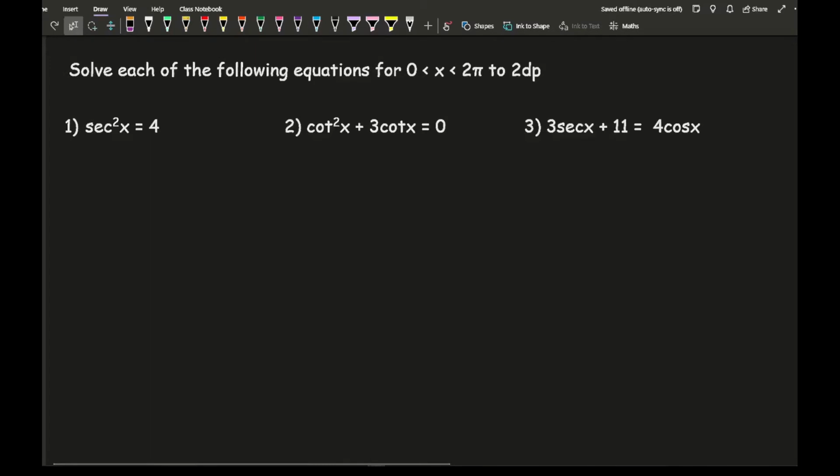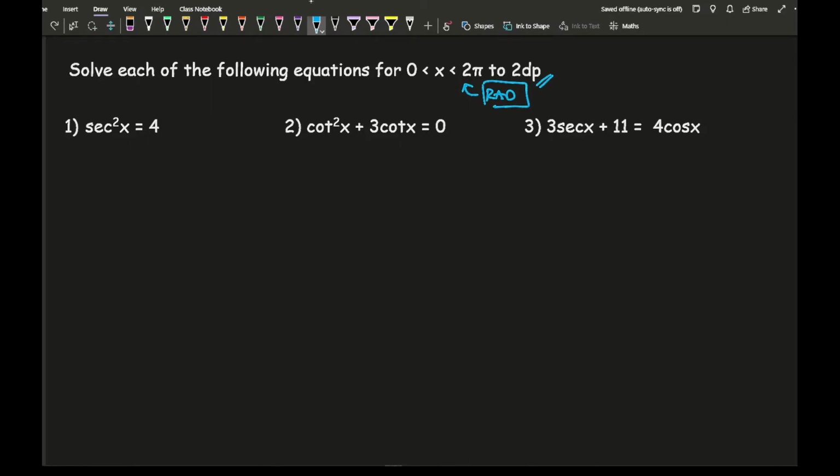So now let's have a look at these next three questions. So these ones here, well, the first thing to notice, by reading the question carefully, is to solve each of the following equations from 0 to 2 pi. So therefore we need to make sure that our calculator is in radian mode. And we also need to make sure that we acknowledge the fact that we're wanting answers to 2 decimal places.